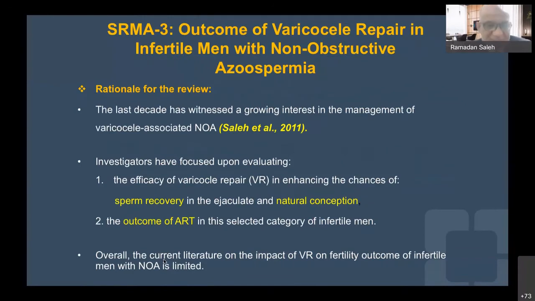As Dr. Ruben has nicely covered this topic, there is a growing interest in the last 2 decades on varicocele-associated non-obstructive azoospermia and how to manage these cases. And the research is focused mainly on the efficacy of varicocele repair in enhancing sperm recovery in the ejaculate and natural conception, and the outcome of assisted reproductive techniques in this selected category of infertile men. And as Dr. Ruben also said, the literature is lacking and there is limited information regarding this point, and still the answer needs to be clarified.